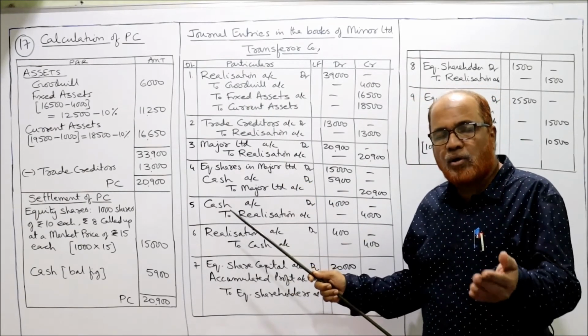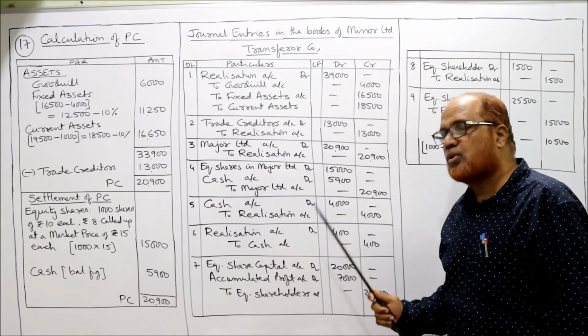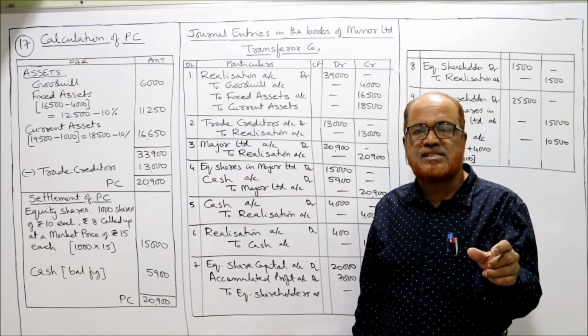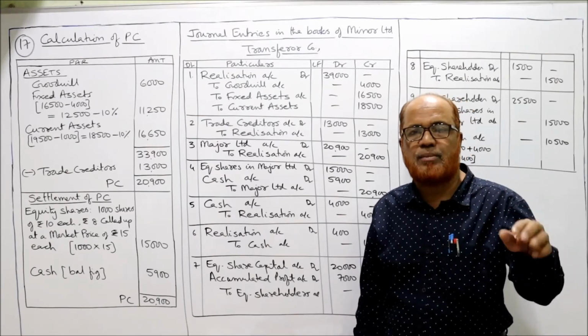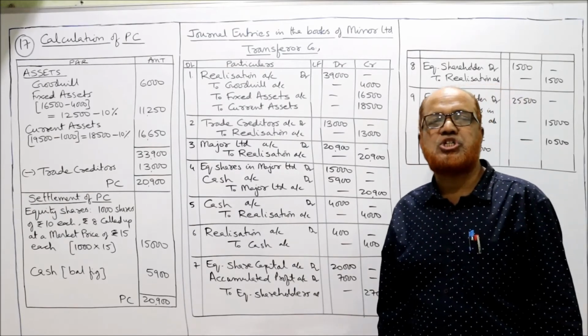That's why the amount which we come to is from realization. तो कैश अकाउंट डेबिट टू रियलाइजेशन 4,000. Being the sale of asset which is not taken over by purchasing company, now sold and cash realized. Now realization account debit to cash.